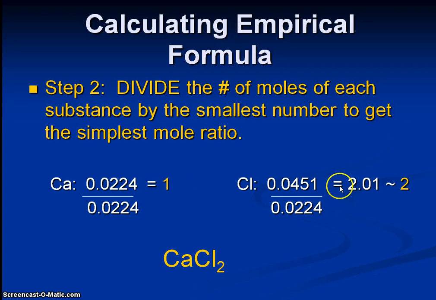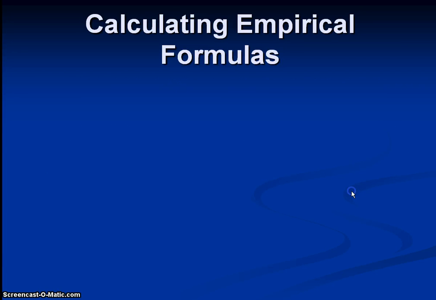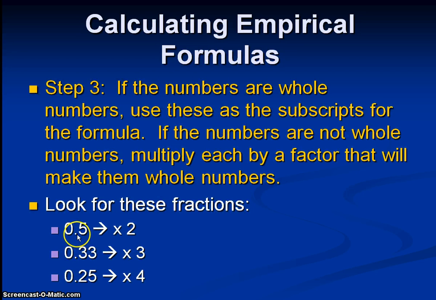Sometimes when you divide by the smallest, you'll get a number that's not close enough to round. So if you get a number that ends in 0.5, 0.33, or 0.25, those are not close enough to round to the nearest whole number, so you have to multiply to make them whole. So 0.5, since that's a 1/2 fraction, you can multiply it by 2 to make it whole. 0.33 you can multiply by 3, and 0.25 you can multiply by 4. So these are the fractions that I want you to watch for. Don't multiply these fractions by these numbers until you divide by the smallest though. A lot of people for some reason skip step 2 and go directly to step 3 and then they get the wrong answer.